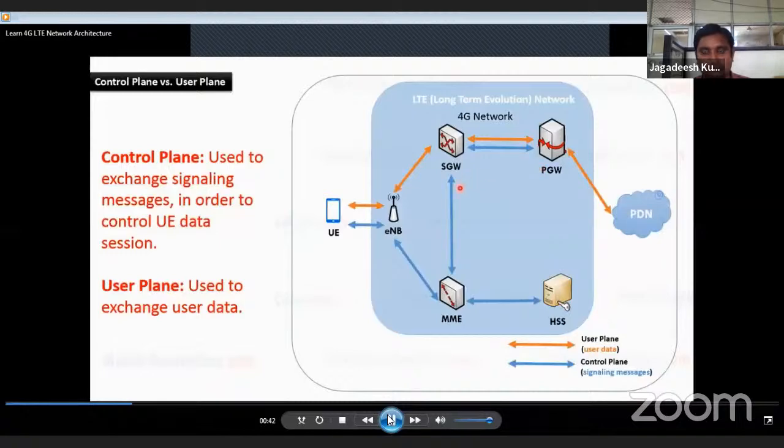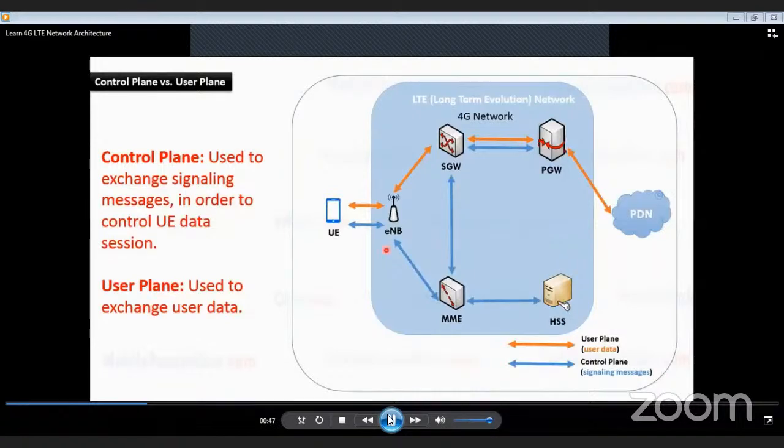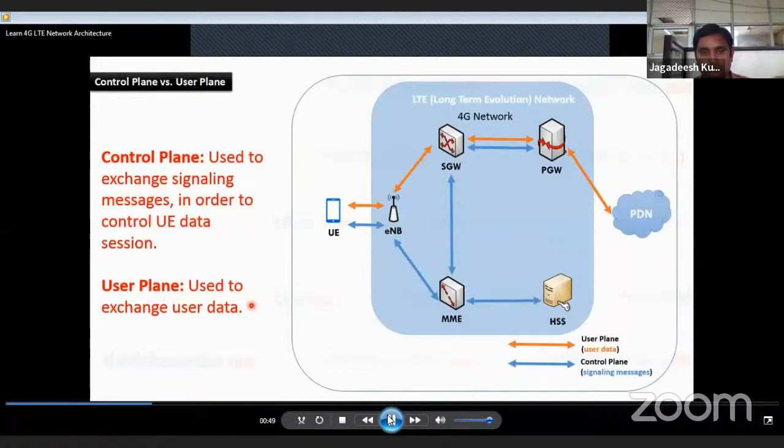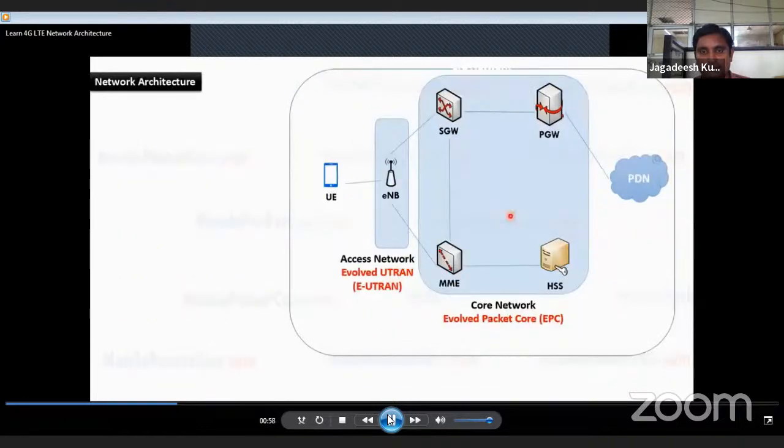Signaling messages are used to control the data session of the UE, while the user plane is used to exchange user data between the nodes so that the UE can send or receive user data to and from the external network. After we learn the difference between the control plane and the user plane, let's discuss the network architecture of LTE.